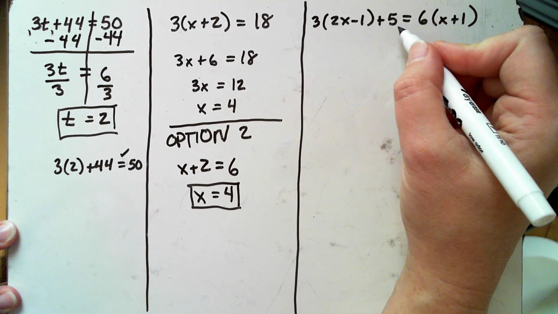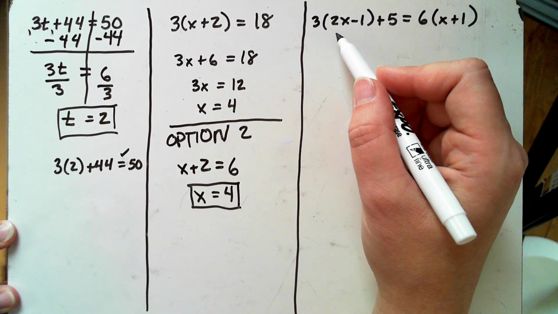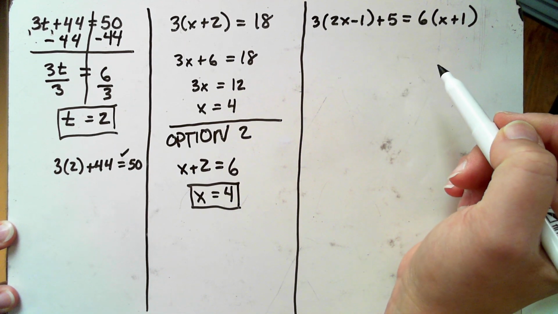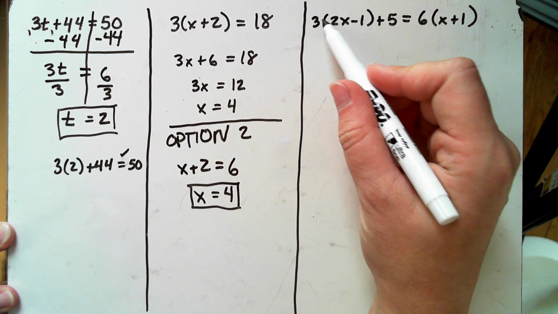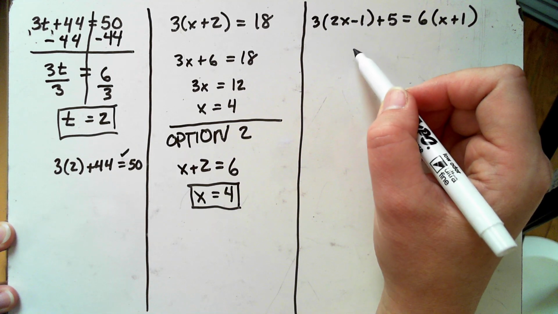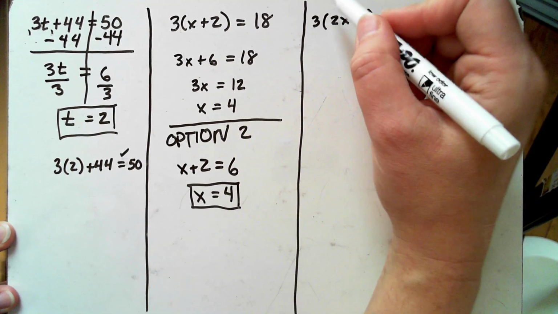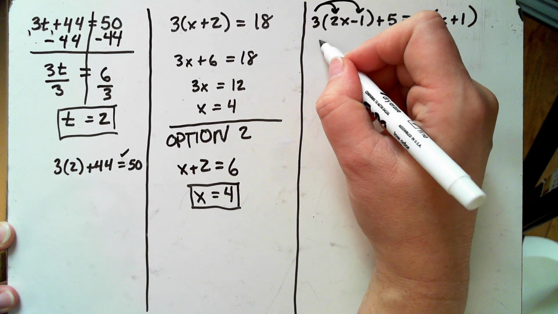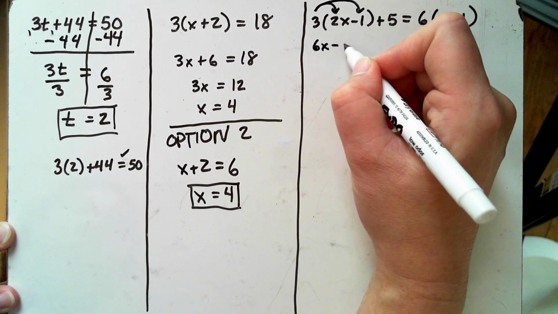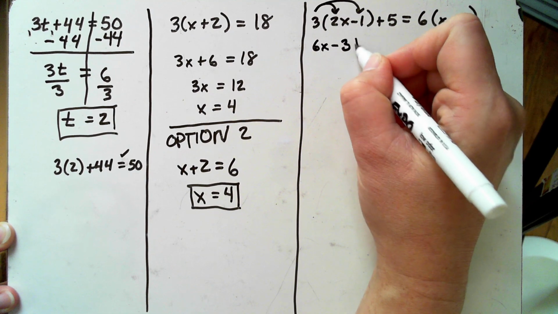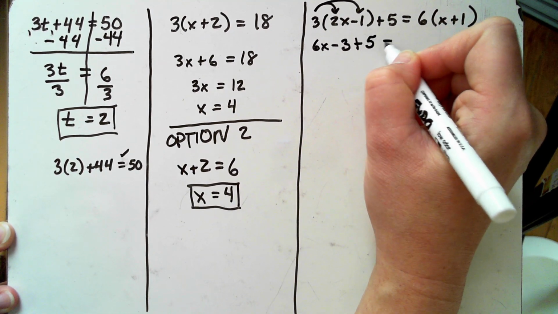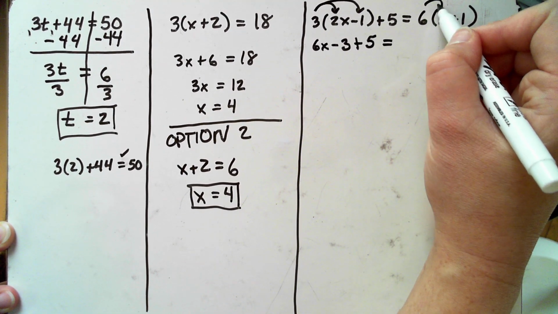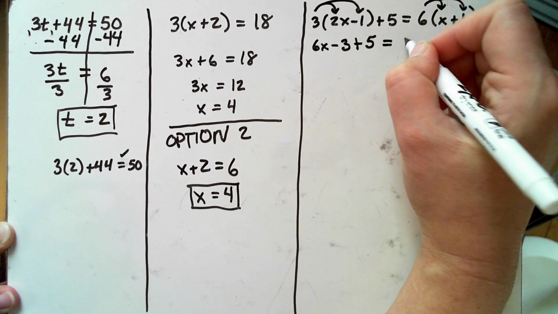Okay, the last equation we have here is a very complicated equation. Now, when you come across an equation that's very complicated, start with getting rid of the distribution, the parentheses here. So I'm going to distribute the 3. So I have 3 times 2x is 6x, and 3 times 1 is 3. And this plus 5 just kind of stays there. And I'll distribute the 6. 6 times x and 6 times 1.